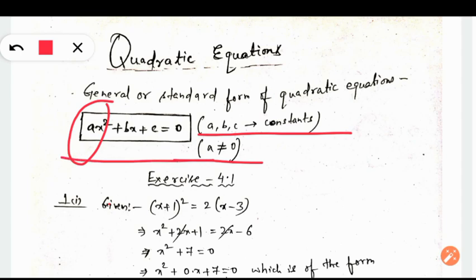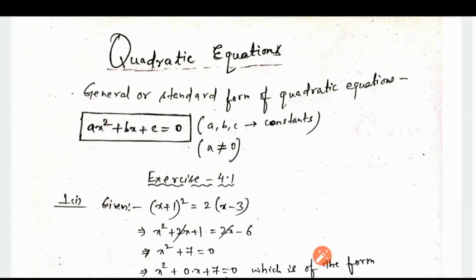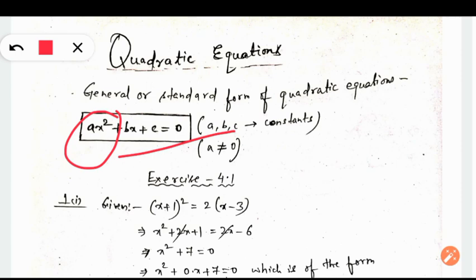If a becomes 0, then what will happen? The x square part will vanish. In that case, the equation will no longer remain quadratic, it will become a linear equation. So in order to be a quadratic equation, there should be x square. That is why a can take any real value, but it should not be equal to 0. Clear? Now based on this concept, of when an equation is known as a quadratic equation, we have one exercise in NCERT.